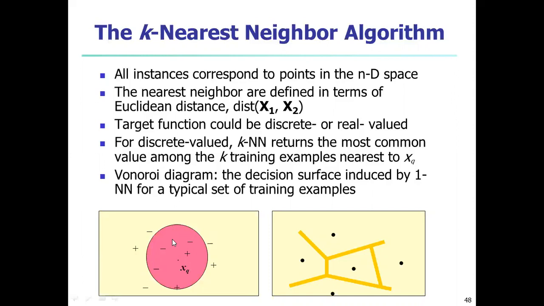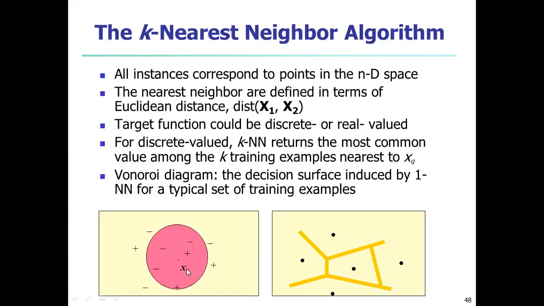When given an unknown tuple, a k-nearest neighbor classifier searches the pattern space for the k training tuples that are closest to the unknown tuple. So if you give an unknown tuple as x, it will search all the nearest tuples, the plus, minus and everything surrounding that unknown tuple. These k training tuples are the k nearest neighbors of the unknown tuple.